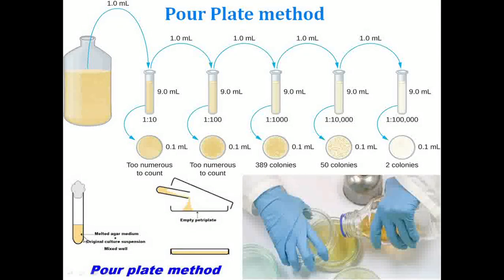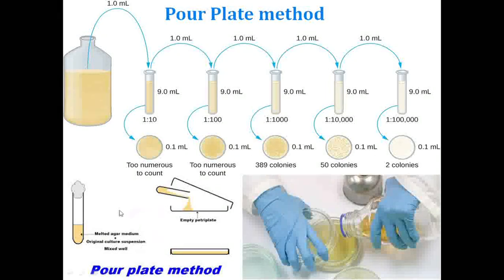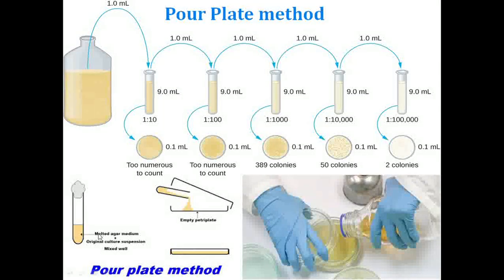This agar is at a temperature around 45 degrees Celsius to maintain it in a melted form, right? Because agar usually gets solidified after its temperature is reduced. So at lower temperature it will be in an agar form, that is solidifiable. After this culture has been added, we will be pouring it into the empty petri dish and we'll swirl it around, right?